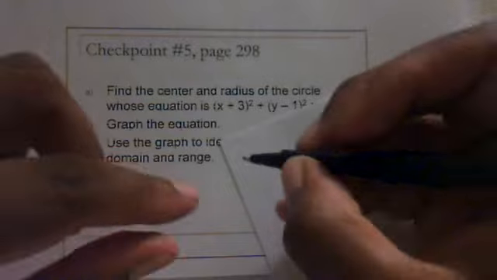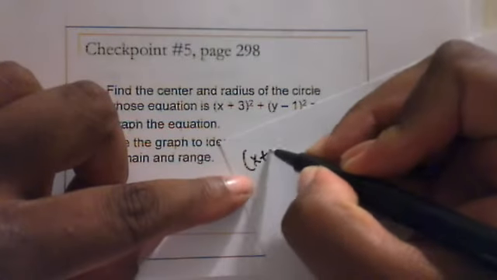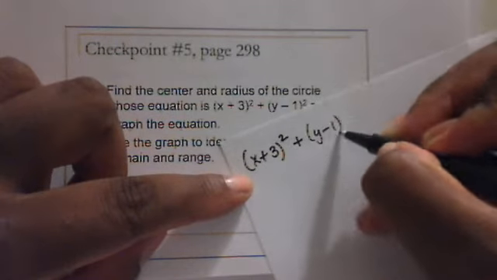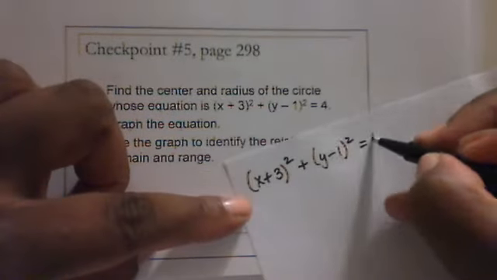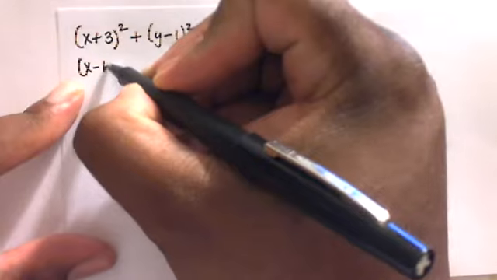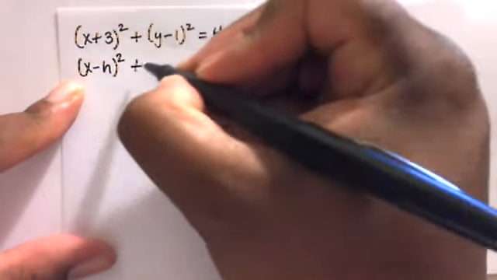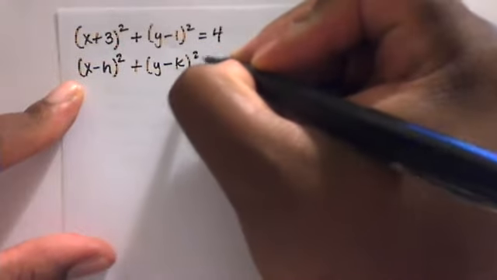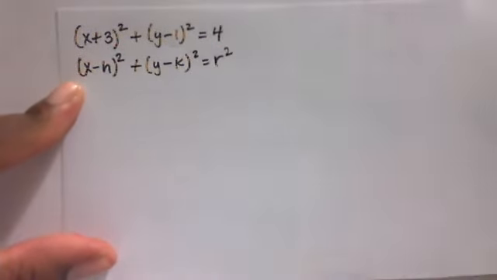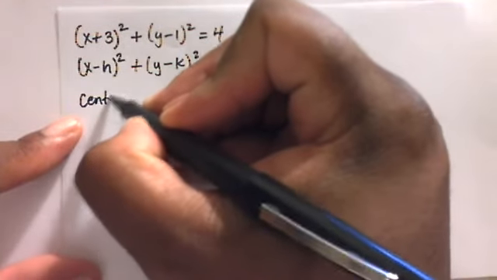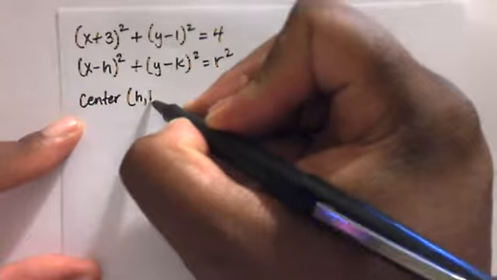Now I'll go ahead and rewrite this on a blank sheet of paper. Here's x plus 3 quantity squared plus y minus 1 quantity squared equal to 4. Here we see that this equation is in standard form, which is x minus h quantity squared plus y minus k quantity squared is equal to r squared. So here, the center is always (h, k).